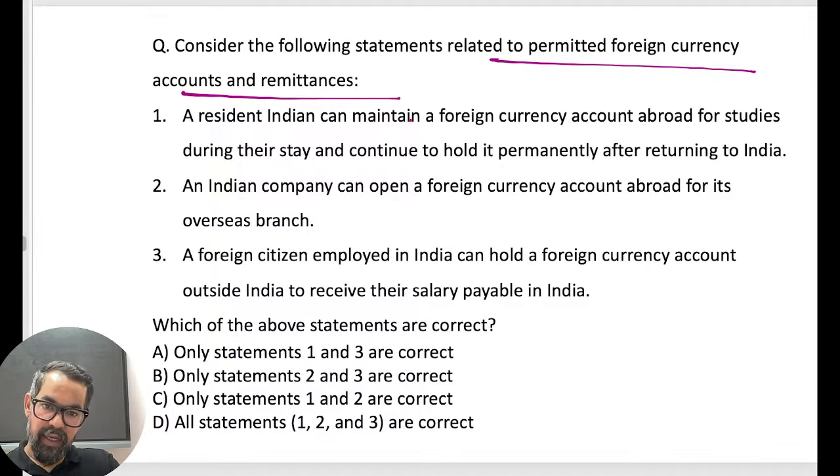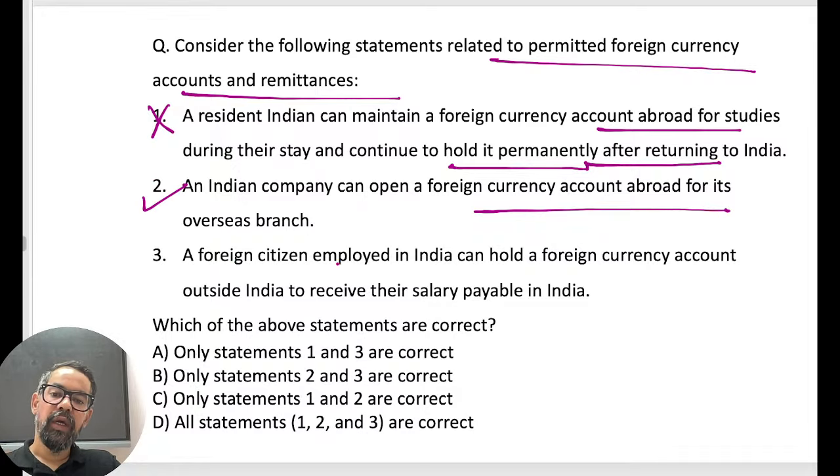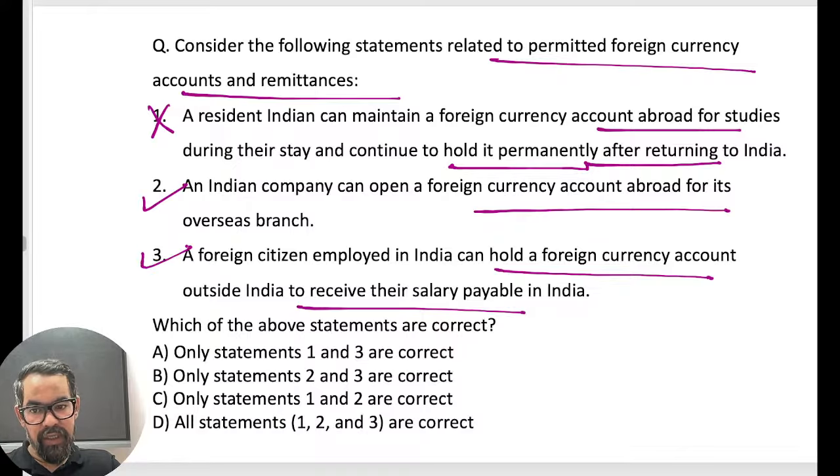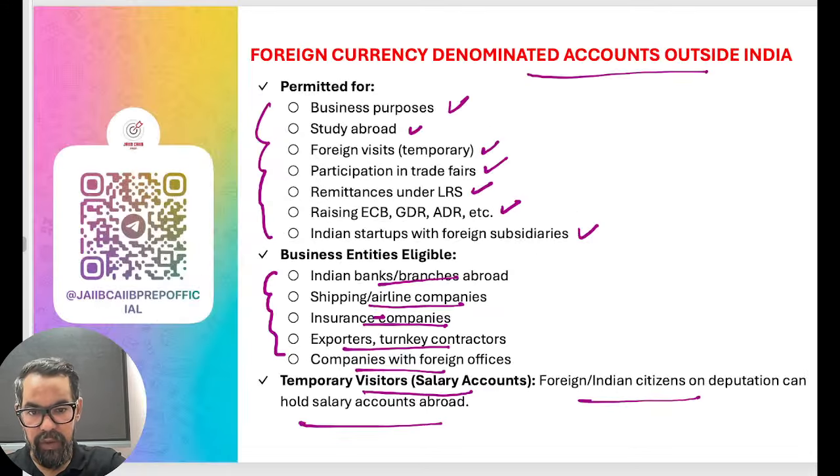So, a resident Indian can maintain a foreign currency account abroad for studies during their stay and continue it permanently after returning. No. Second one, an Indian company can open a foreign currency account abroad for an overseas branch. A foreign citizen employed in India can hold a foreign currency account outside India to receive their salaries and others. So 2 and 3. 2 and 3 means option B will be the right answer for this particular question. Next one.